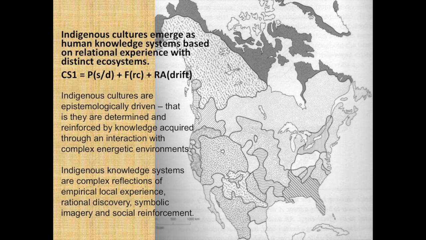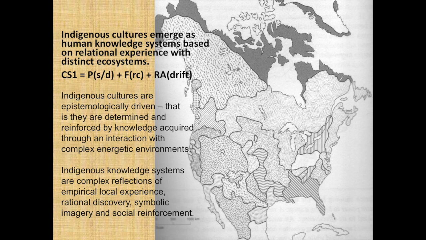Indigenous cultures emerge as human knowledge systems based on a relational experience with distinct ecosystems. In the slide that you're looking at right now, you'll see this sentential calculus, CS1 equals PS/D plus F RC plus RA (drift). Now what this basically means is that cultural systems equal place, that is security and defense, plus food systems that rely upon these replenishment cycles, and that RA stands for rational adaptation, because all cultures are changing over time. There's a thing called cultural drift.